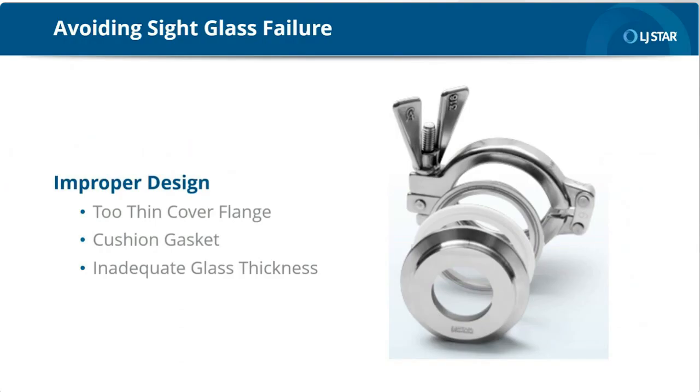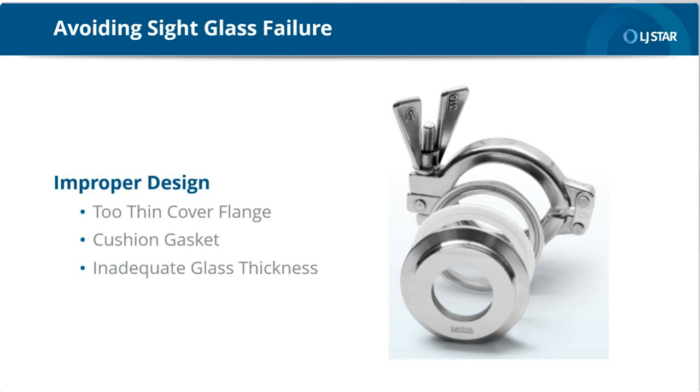The first factor would be improper design. Let's review. A cover flange that is too thin permits a bending load on the glass during bolt tightening. This may go undetected because the cover flange can hide the cracks in the glass. Also, too few bolts will create point loads on the glass from uneven compression, which may cause cracking as well.